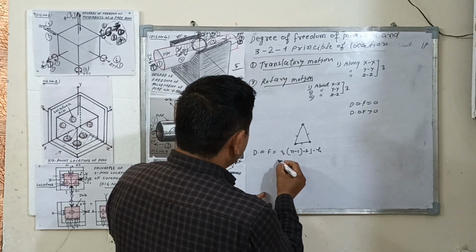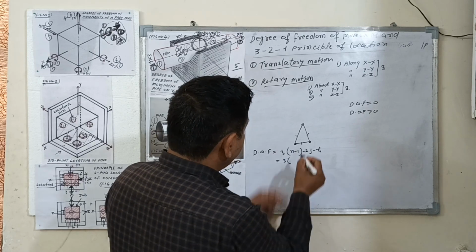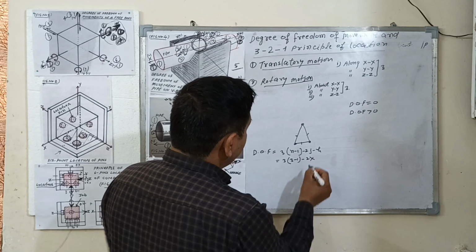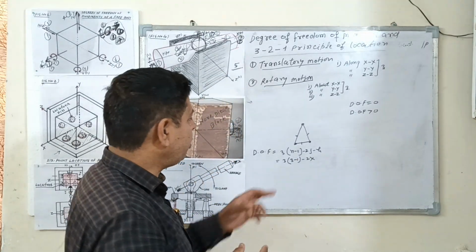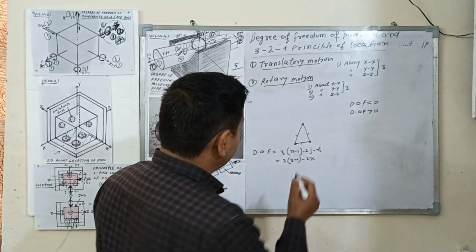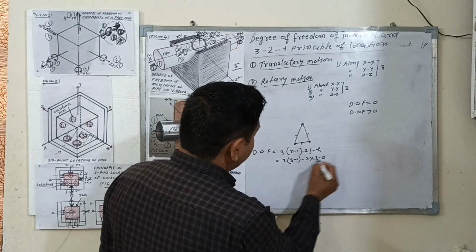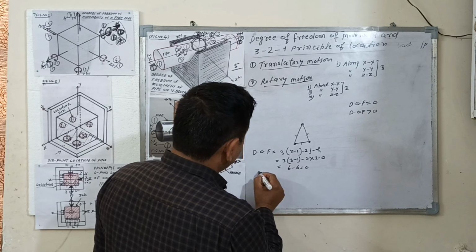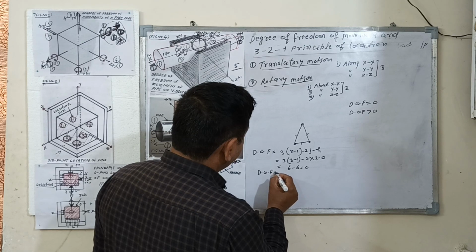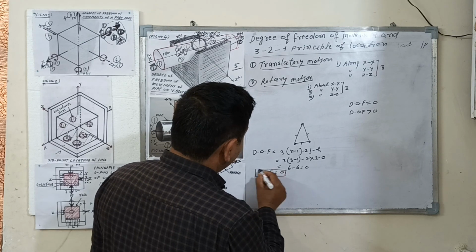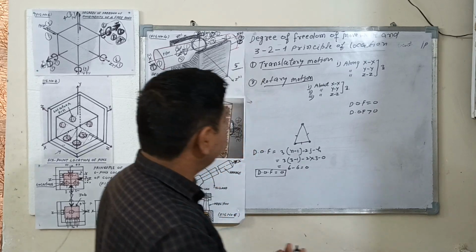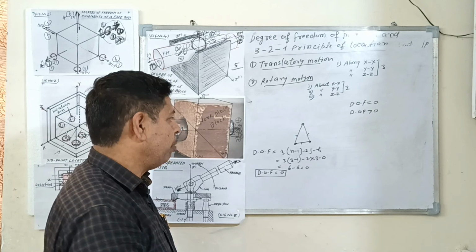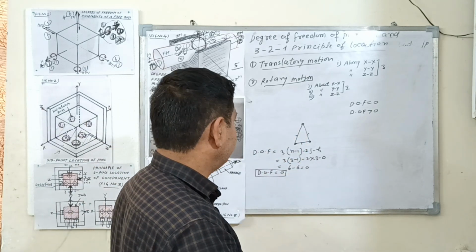3 is a constant, n means number of links: 1, 2 and 3. 2 into j, j means lower pair. Lower pair means number of joints: 1, 2 and 3. Higher pair is 0. 6 minus 6 is equal to 0. So degree of freedom is equal to 0. It means that this is a structure form. There is no relative motion in it.